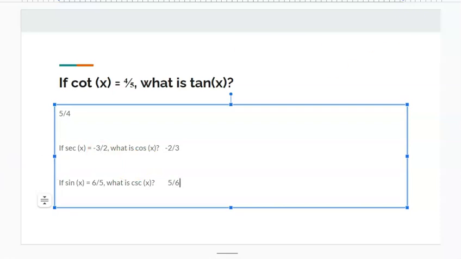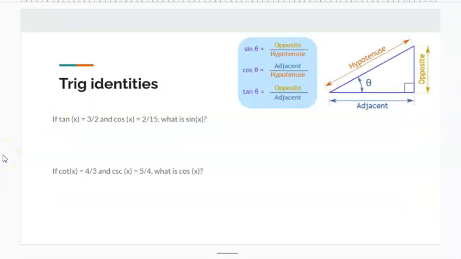Okay, so the next type of question is about trig identities. And this really has to do with your understanding of sine, cosine, and tangent. Here are examples of what the questions look like. If tan x is 3/2 and cosine x is 2/15, what is sine x? There's a way to do it involving decimals and a calculator, but you'll notice this is multiple choice, so there's a different way to do this.